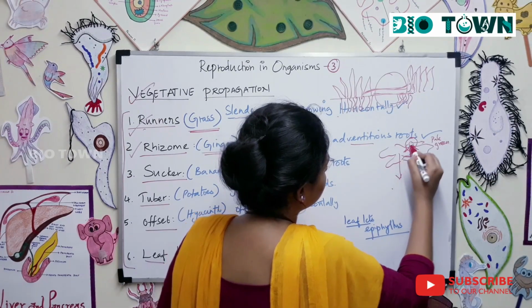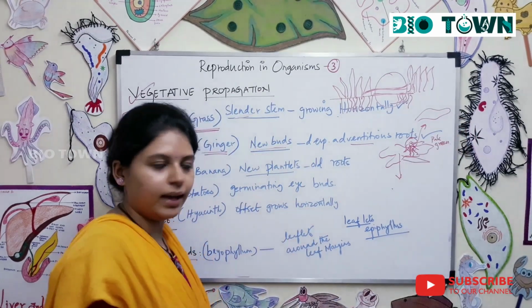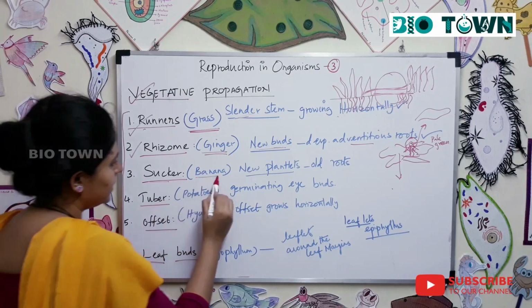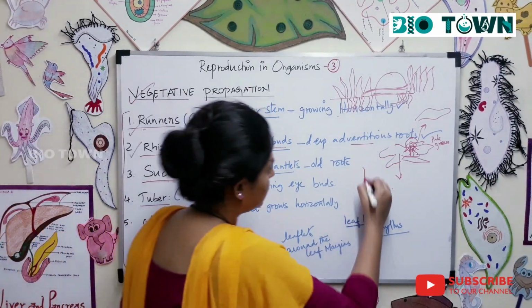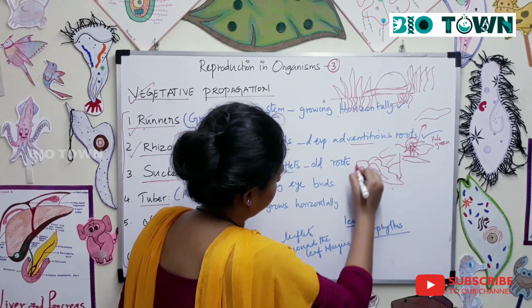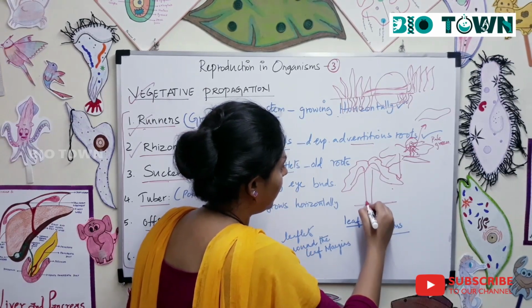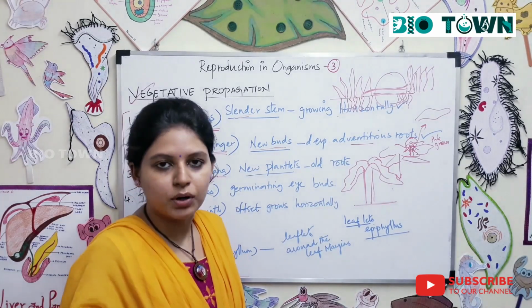Okay? And now there's a formation of a new ginger plant. Right? Yes. Next is sucker. So this is predominantly seen in the banana family, where this is a banana plant. And now you would have seen how a number of bananas are being formed through vegetative propagation.